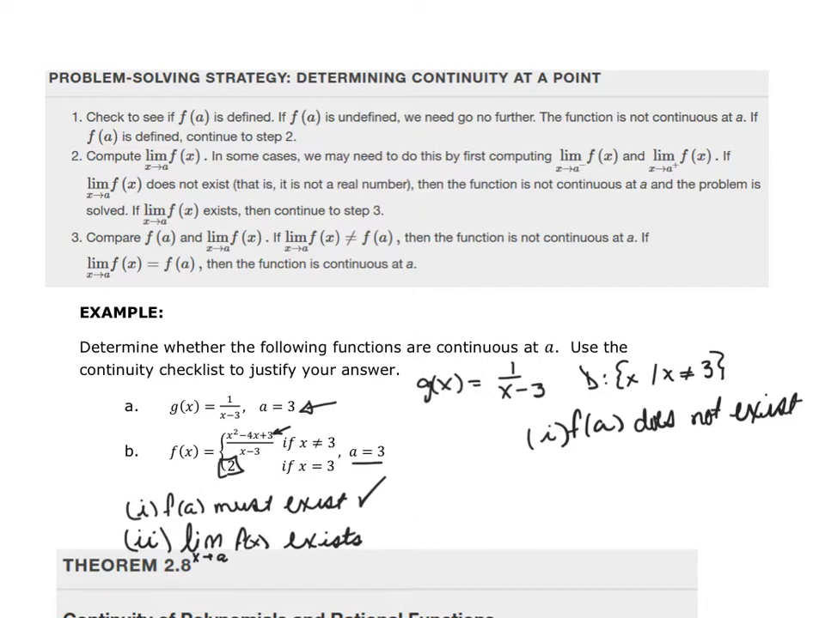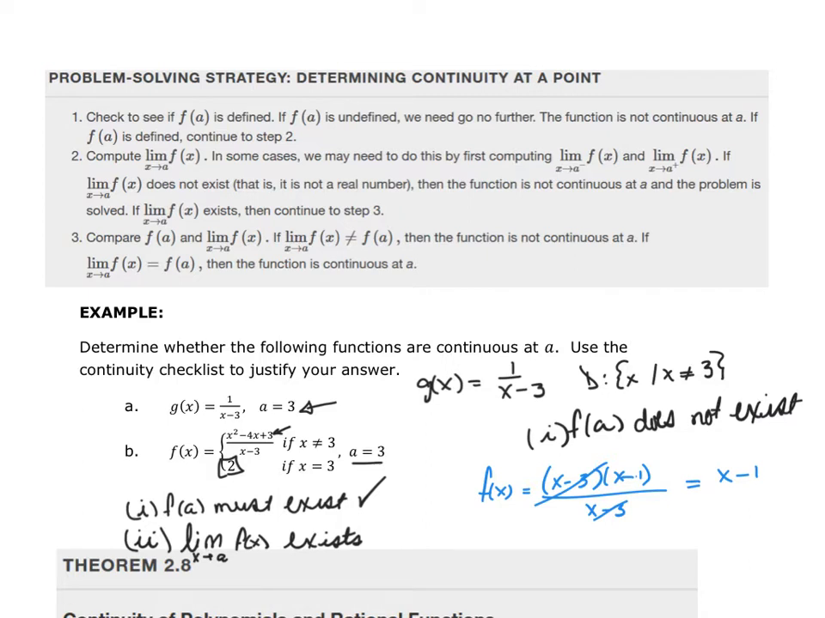So if I take a look at my function here, I have f of x, and I'm just going to look at the first piece, the top piece. I'm going to factor this into x minus 3 times x plus 1, or x minus 1 I mean. So x minus 1 is what it factors into, all over x minus 3. These cancel, and I'm left with x minus 1. Now there is a hole in the graph. So the hole in the graph is at 3.